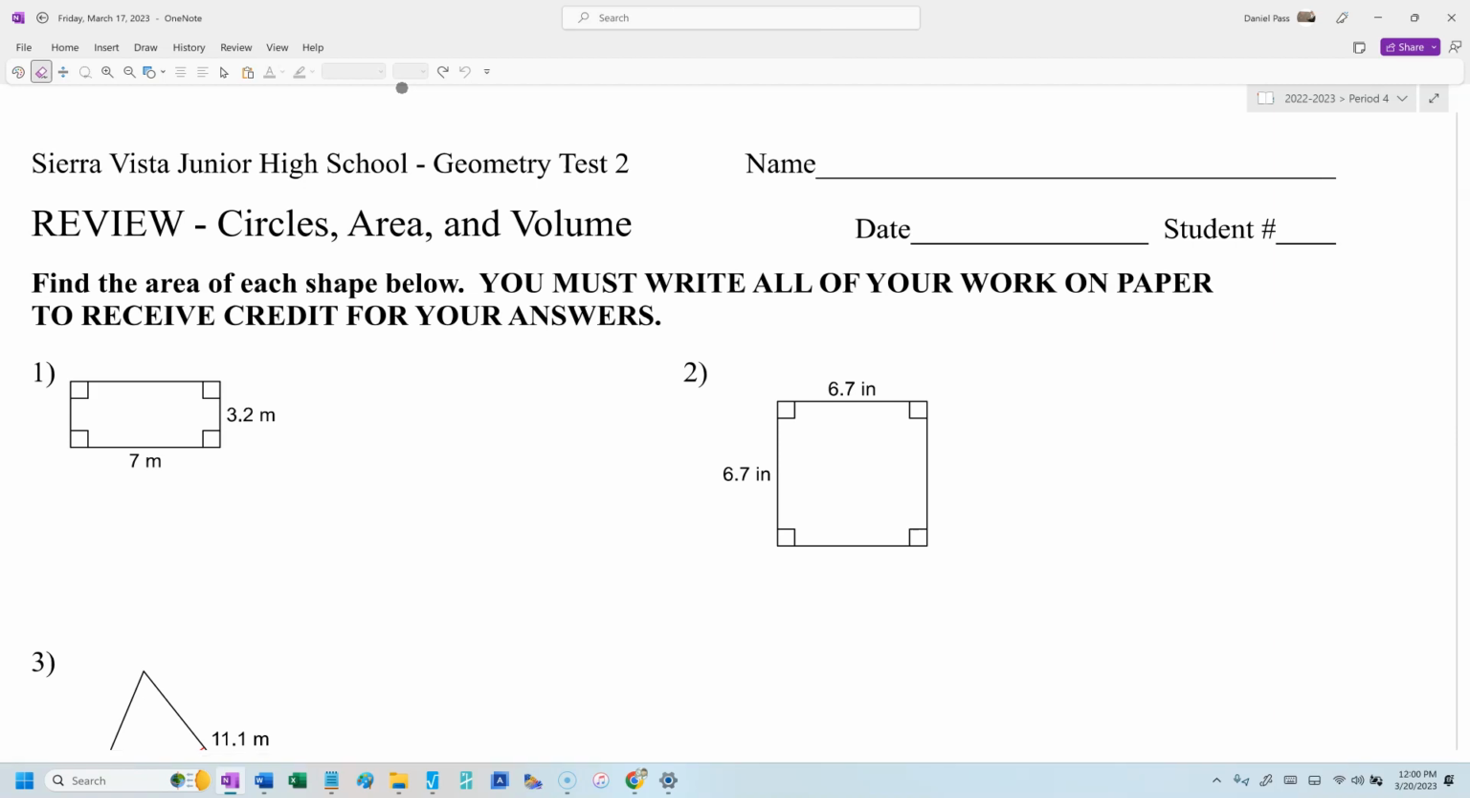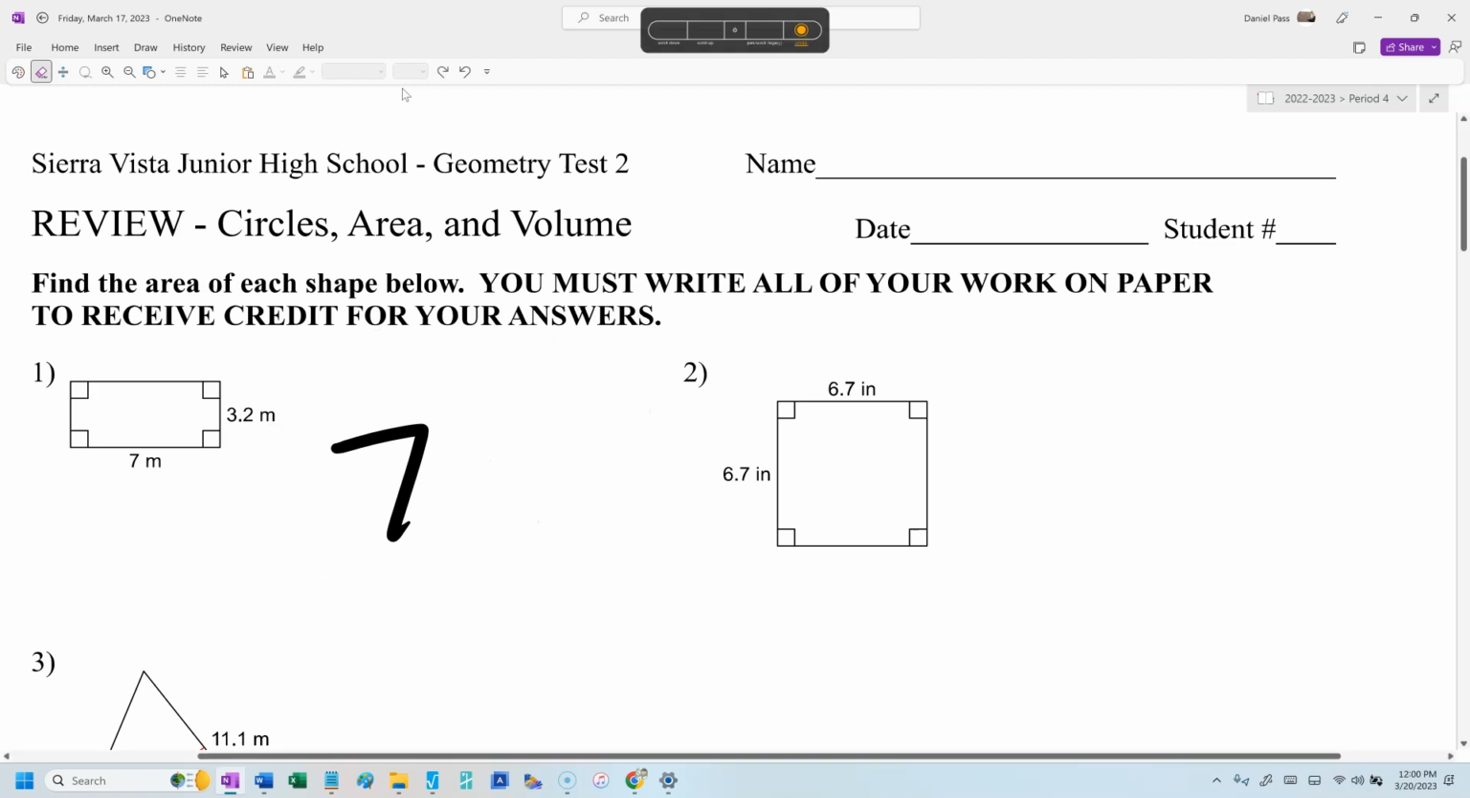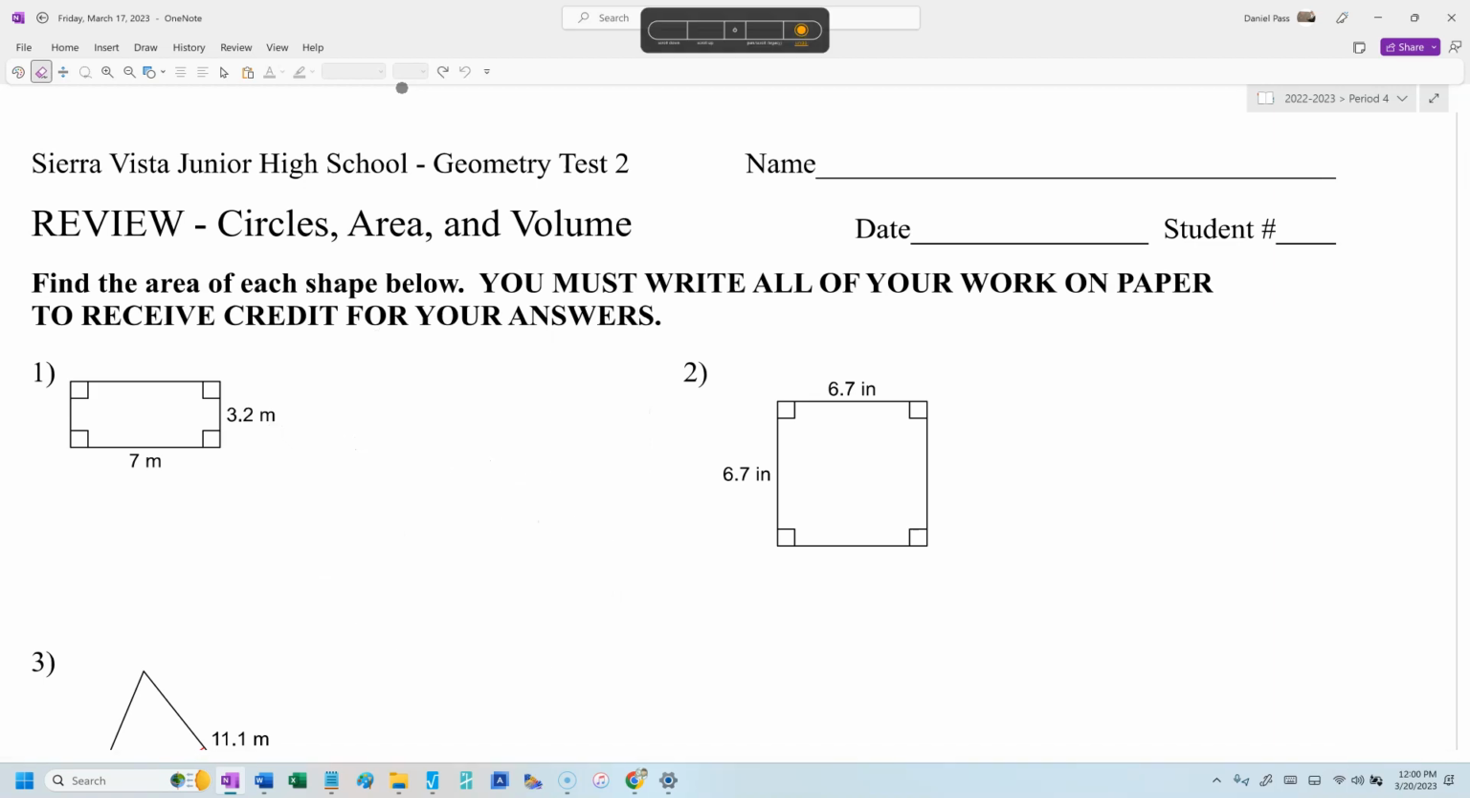Remember, how much of your grade is tests and quizzes? Wasn't it 75%? 70%. Yeah, it's 70%. So that's going to be a lot of your grade, this one test. But the good news is you're going to have lots of time to retake it if you need to, right?